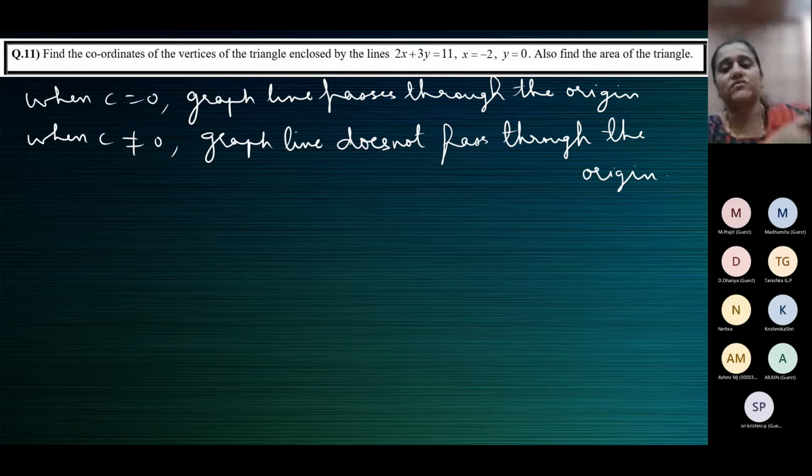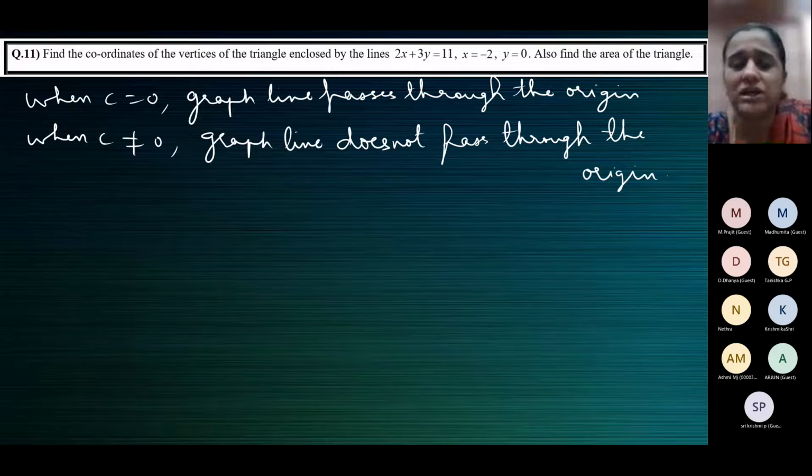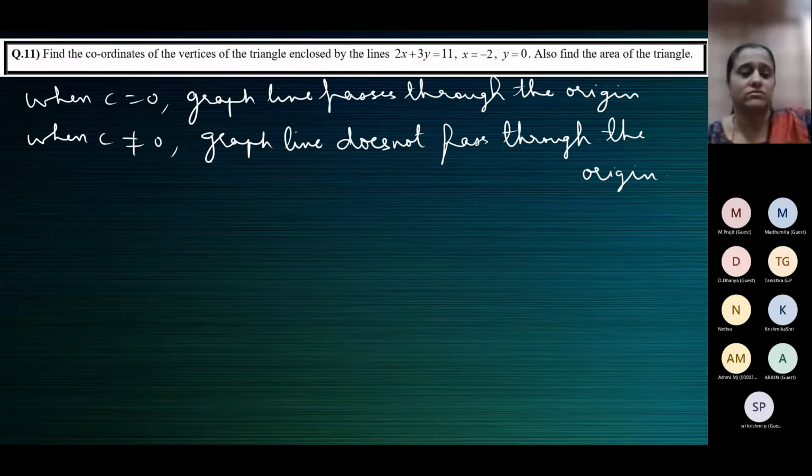When C is 0, the graph line passes through the origin. When C is not 0, the graph line does not pass through the origin. So 2x plus 3y is equal to 11. What if they ask you an MCQ: 2x plus 3y is equal to 11, the graph passes through the origin, does not pass through the origin, some 4 options. Because the value of C is not 0, it's 11 or minus 11, it will not pass through the origin.